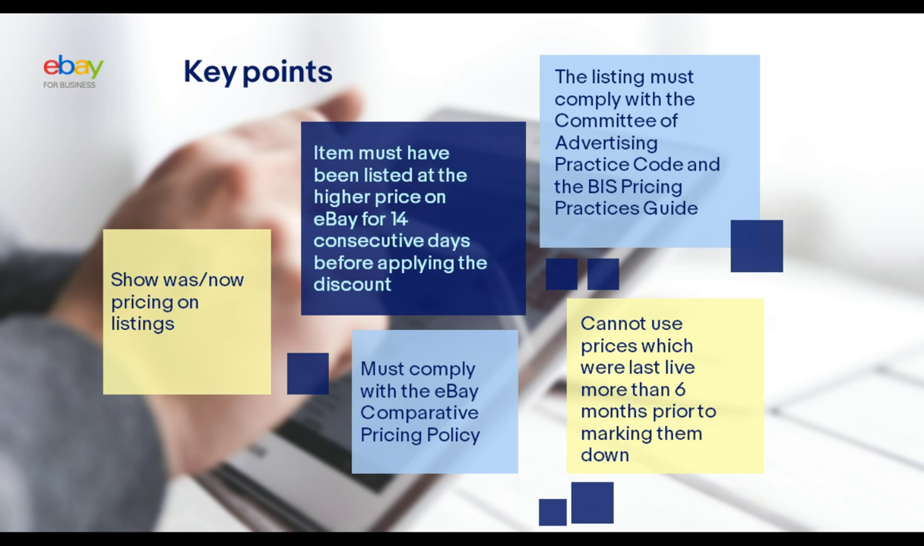So some key points with this. This is the tool that you would actually use to generate the was-now pricing on listings. They need to have been listed for 14 days consecutively on eBay before you apply the discount using Markdown Manager. And you've got to comply with a lot of policies. And one more thing to mention, good till cancel format. That's the one to use with Markdown Manager. If you use 30 days or any other duration, it's not going to pick it up. You need to use good till cancel format in order to trigger your was-now pricing.